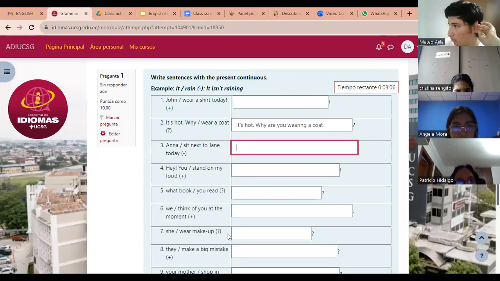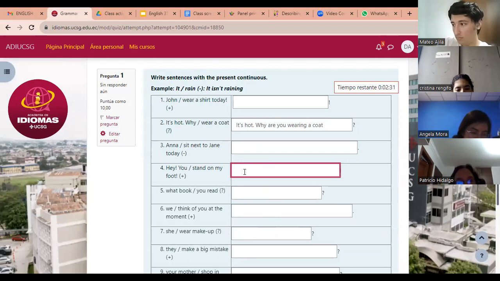Isn't sitting next to Jane today. Anna isn't sitting next to Jane today. Okay, it's not, that will be the long form, the short form is isn't. Okay, acuérdese que aquí hay que usar las contracciones. Son 3 negativos, acuérdese que hay que usar contracción. Por ahí alguien ya lo compartió en el grupo, ¿no? Por ahí si no le sale así, que le sale así. Okay, so that is something that we have to manage in here if it's a negative statement.